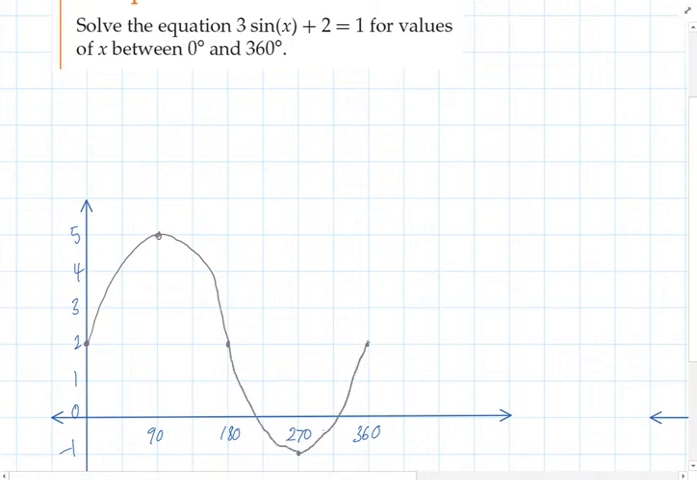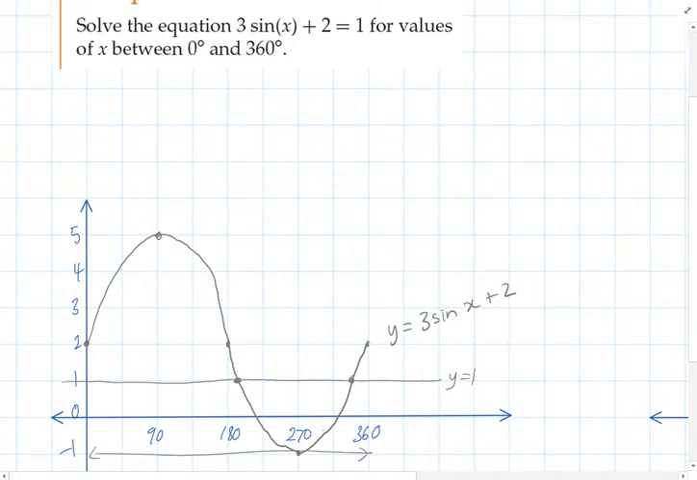Okay, so that's my graph of y equals 3 sine x plus 2. And then if we're solving it for 1, well, the line y equals 1 would pass through like this. That would be y equals 1. And so if we're solving for where these two graphs are equal to one another, they're actually going to have two solutions between 0 and 360. And so we just need to be mindful that when we're solving this, we're getting two solutions, and both of those solutions are going to be between 180 and 360.